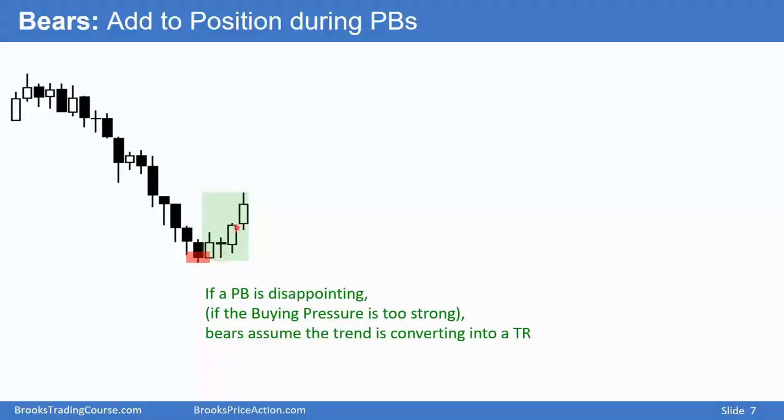Good buying pressure, 3 bull bars closing on their highs, a 4th bar closing above its midpoint. The bears assume that their sell the close bear trend has ended and the market's either converting into a trading range or a bear flag. In either case, they're not expecting a lot lower prices for the time being.